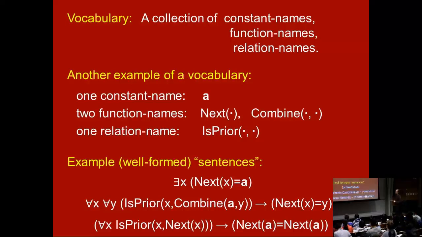Once you decide on your vocabulary, there's the notion of having a well-formed sentence. Again, we could define this like we did last time with the deductive system, but I'm going to skip that part because I hope you'll know what sentences are legal. These are legal sentences. It just means that all the connectives are in the right place, you're only using the vocabulary, and the parentheses are in the right place and so forth. So this is saying for all x and for all y, if it's true that is-prior of x, combine of a and y, then it implies that next of x always equals y. It's a legal-looking sentence at least.